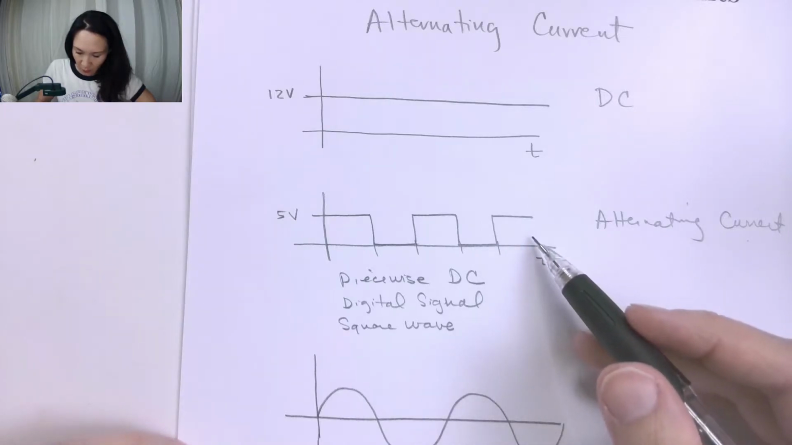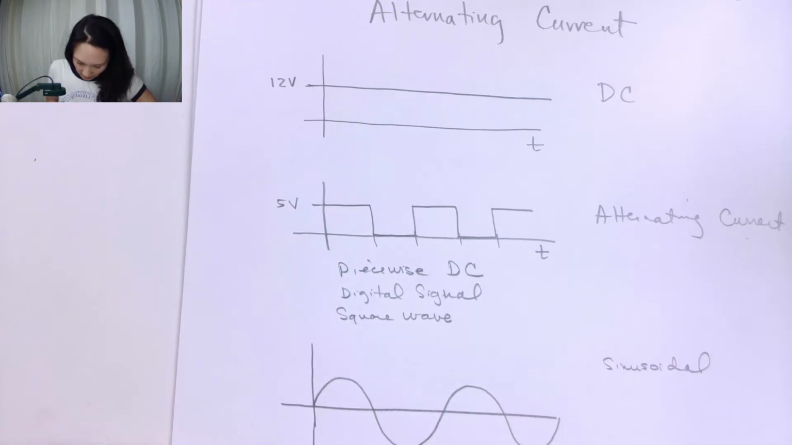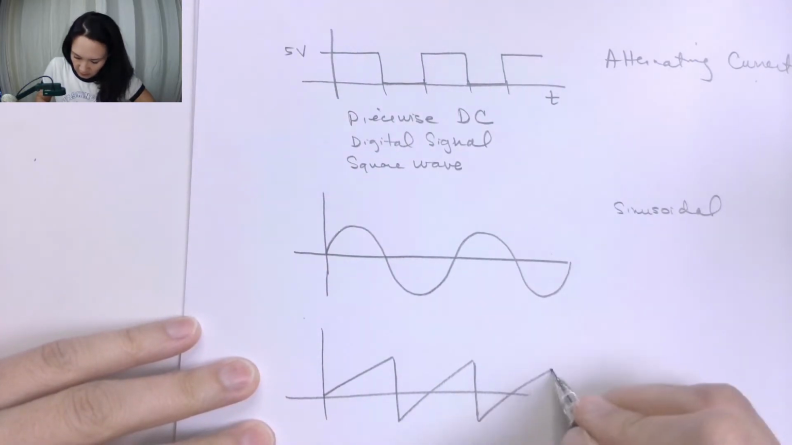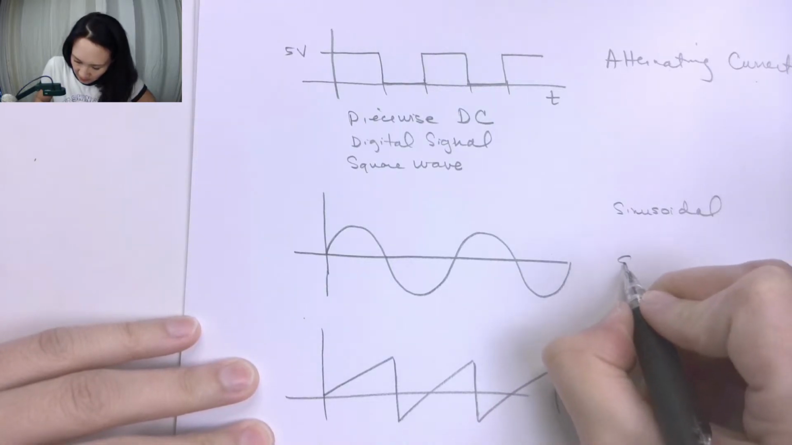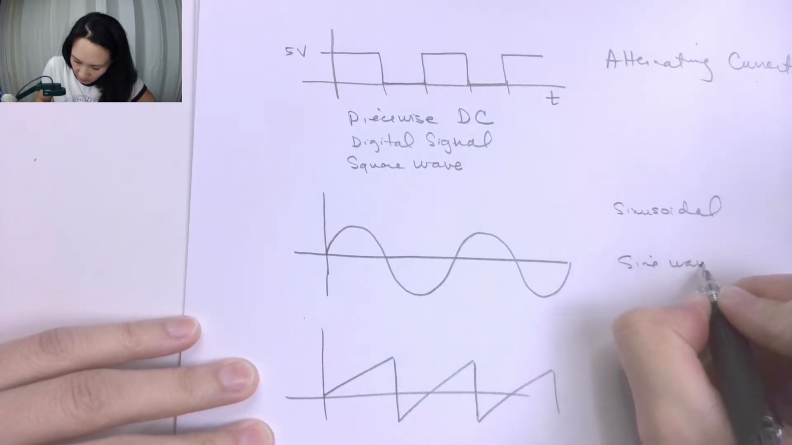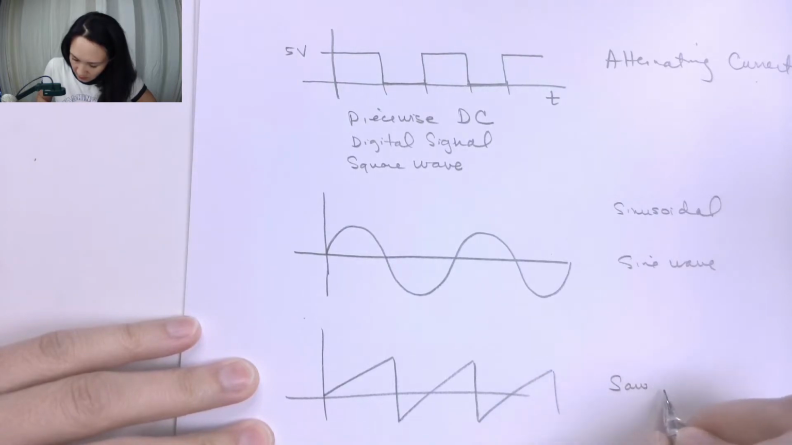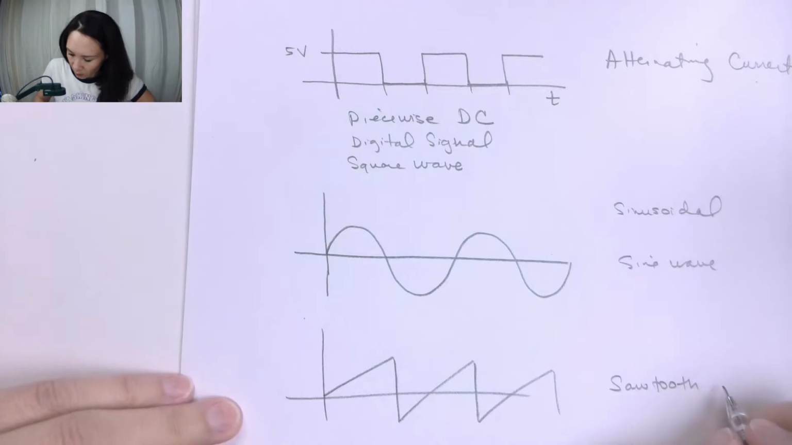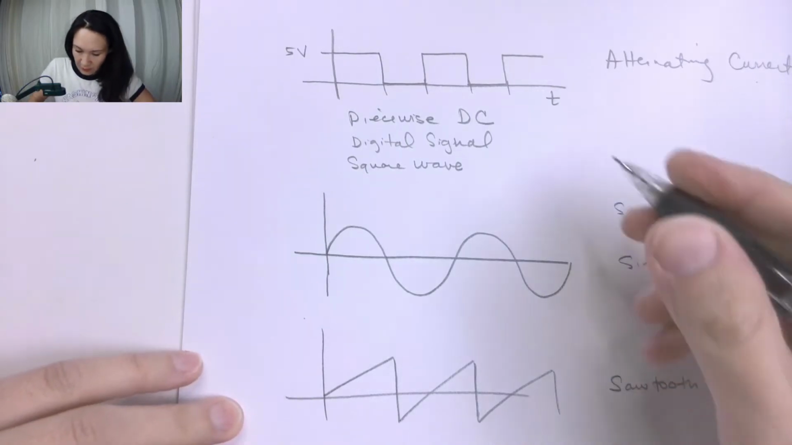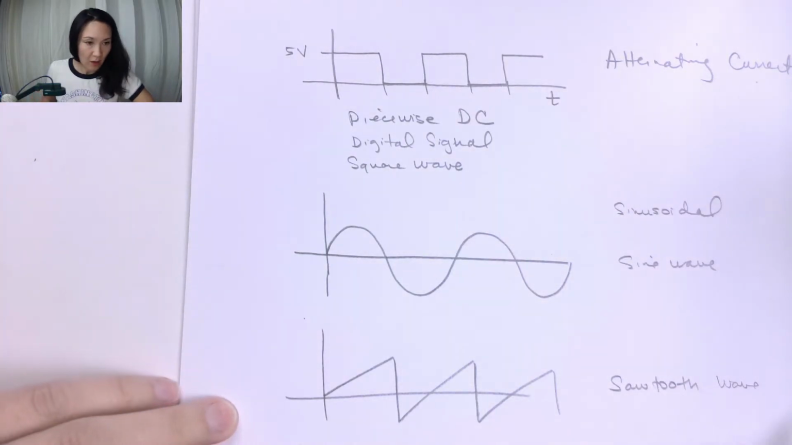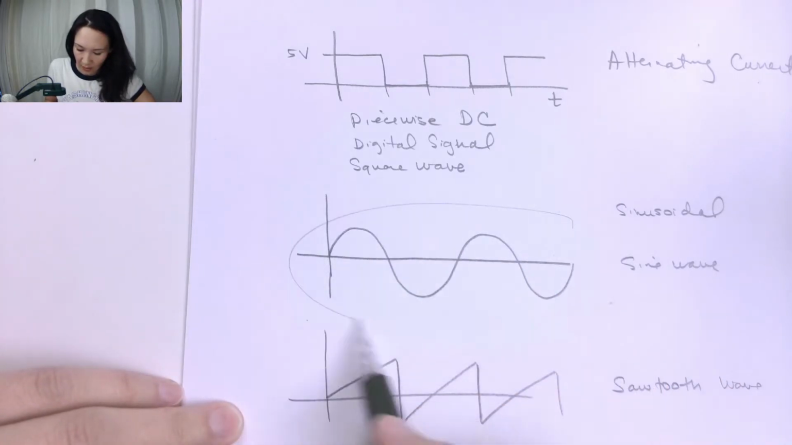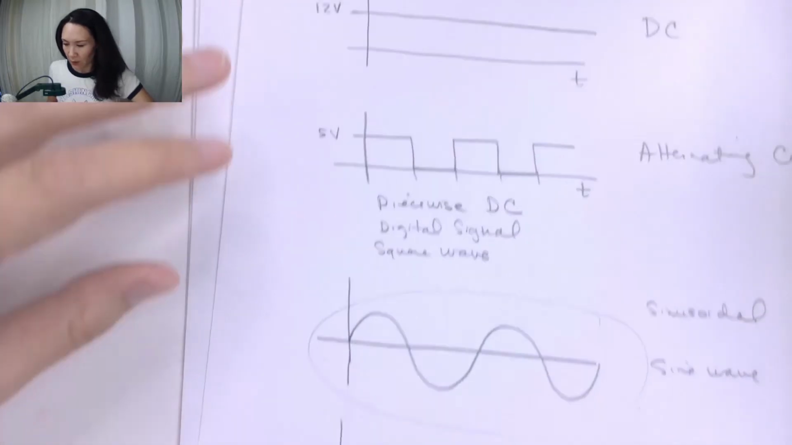This would be a square wave. You might also see these sawtooth waves that look like this. So this would be a sine wave and a sawtooth, or sometimes it's referred to as a triangle wave. So these are all examples of alternating current. So let's zero in on the sinusoidal form.